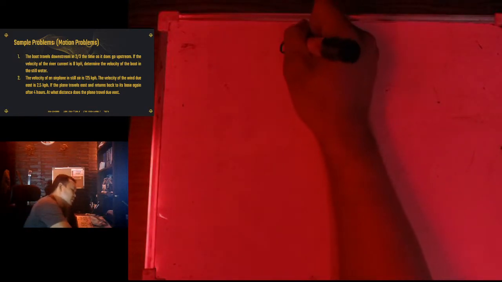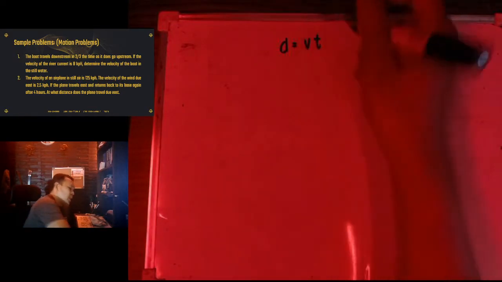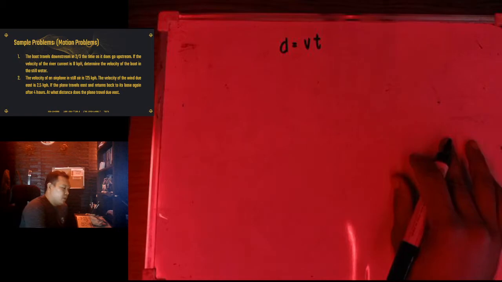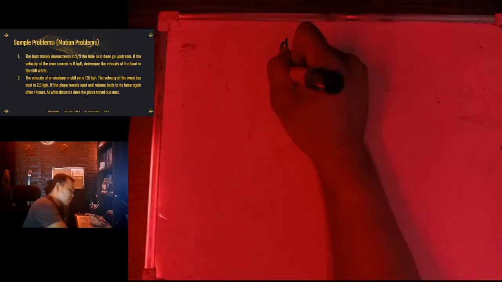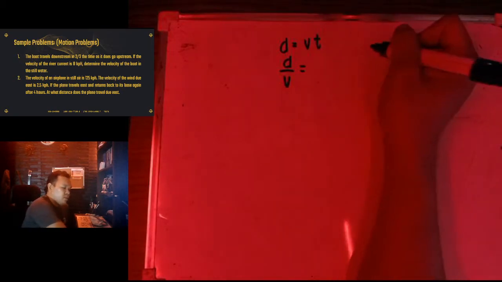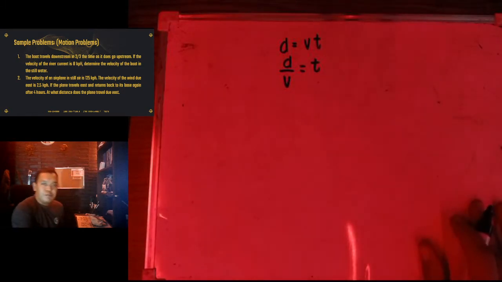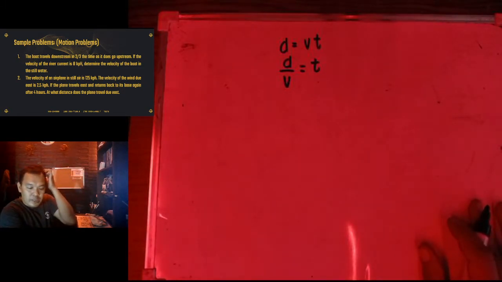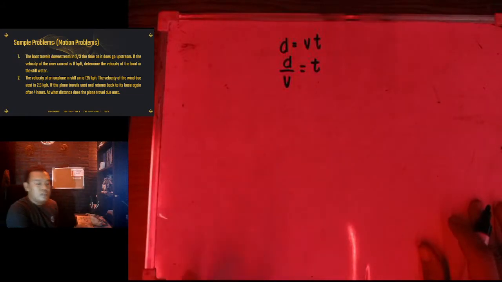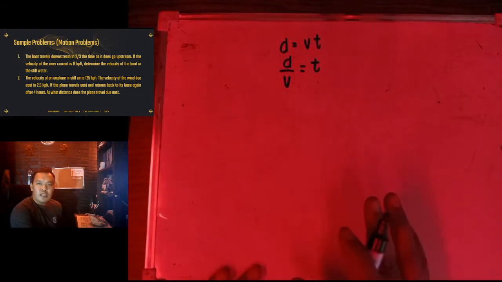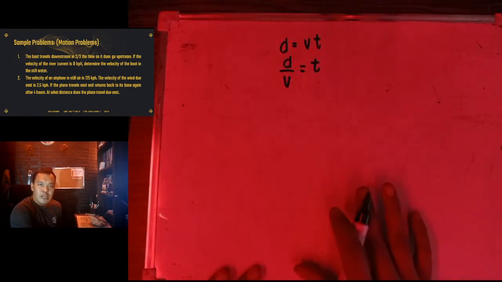Okay? So, yan. The velocity of an airplane. So, distance is equivalent kay distance is velocity times time. Tama? Then, we can say that d over v is equivalent kay time. Tama? Okay. So, sabi daw, yung distance traveled ng airplane, yun yung hinahanap, no?